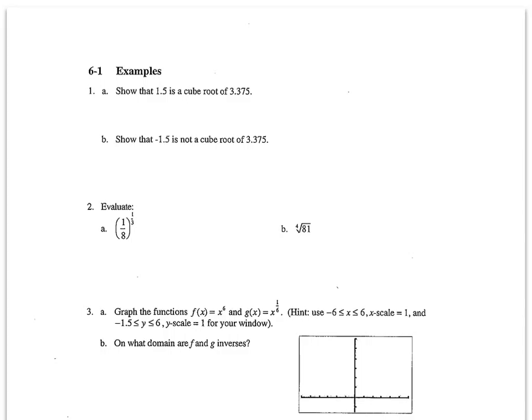If we say 1.5 is a cube root of 3.375, remember x to the n equals k. So by showing this, we should be able to say 1.5 is a cube root, that's a 3, of 3.375. Shouldn't that be true? See how I just wrote that statement? The way we were reading it, 1.5 is a cube root of 3.375. And now we just need to show that this is true.